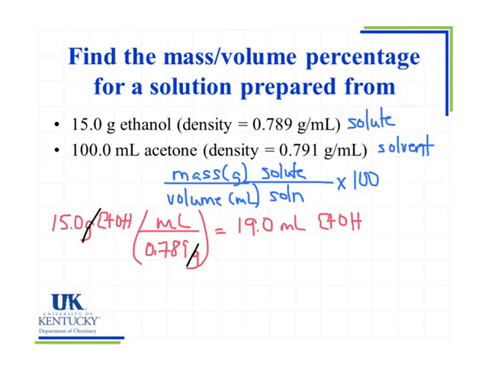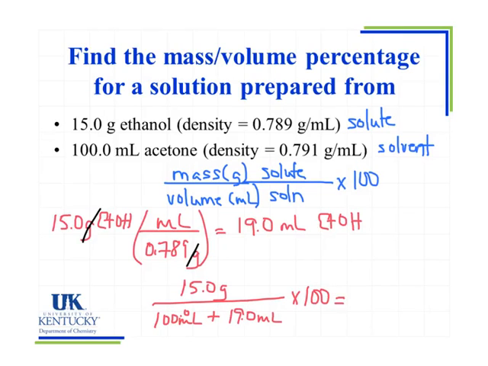So I put in my mass, which is 15.0 grams, over the 100 milliliters from the acetone plus the 19 milliliters from the ethanol, and I multiply that by 100, and what I find is that the percentage is 12.6%, and I put an m/v just to indicate that that is the percentage based on the mass volume percentage. We can find other percentages as well, but this is what this specific one is.